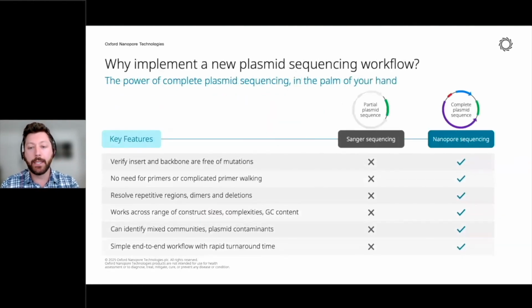So after seeing the problems that can arise from undetected errors, let's talk a little bit about what you can actually do about it and why it could be time to rethink traditional sequencing workflows. Here we see a comparison of legacy Sanger sequencing approaches with Oxford Nanopore's approach.